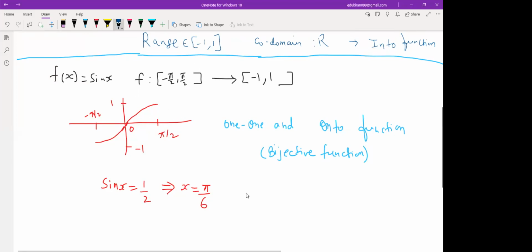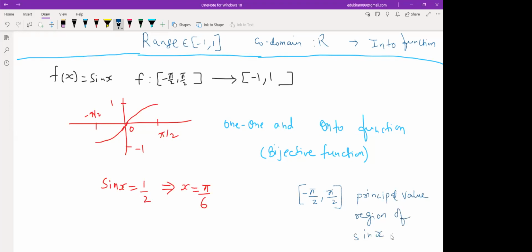So this is minus pi by 2 to pi by 2, where both are included, and it is called the principal value region of sine x. Now, if you want to define sine inverse x, what will happen? We take y is equal to sine x. First, write till here.